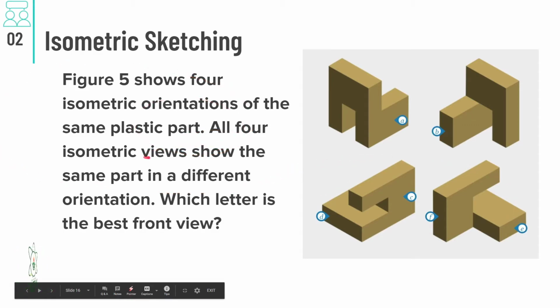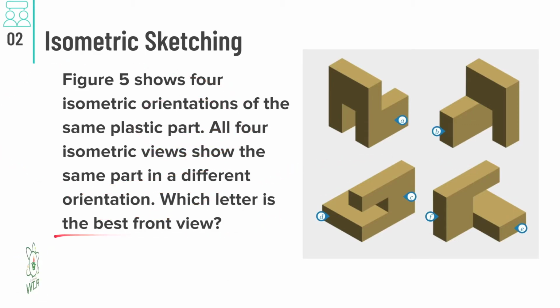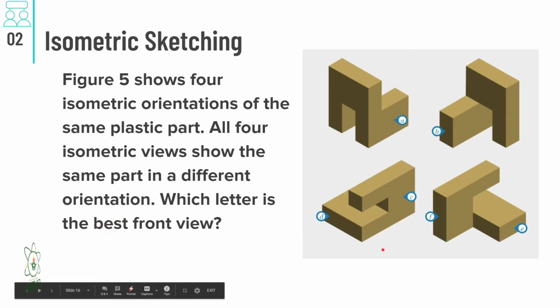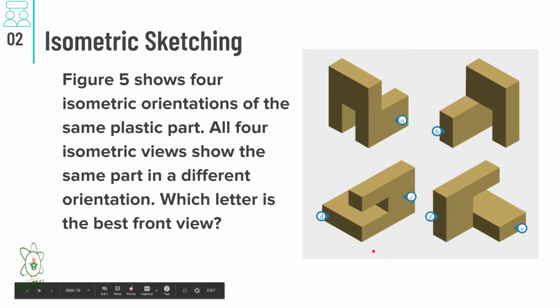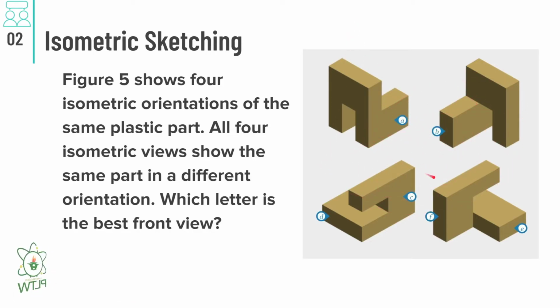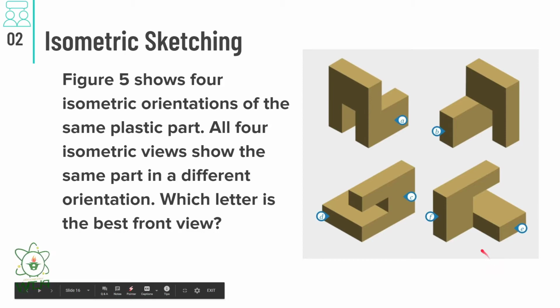But this says all four isometric views show the same part in a different orientation. Which letter is the best front view? This is kind of like an ACT question, right? What's the best? D here does not show the longest side, so that one's out. Even though this is the front view, it's still not the longest part of this object. Ignore the front, top, right side part that we talked about in the last slide for this specific example. Just focus on this being the same object, over and over again, flipped and rotated. We're trying to flip and rotate it to find the best front view. So let's look at this again. If you look at F, that's short.